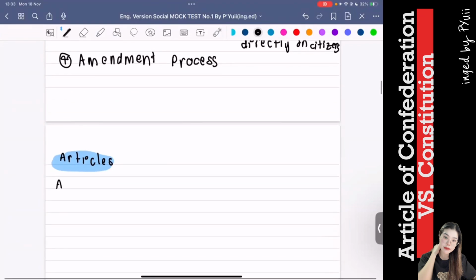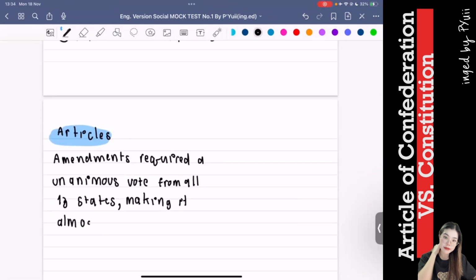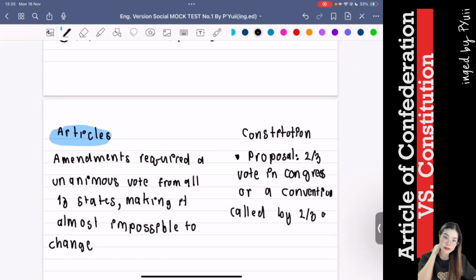We call it unanimous vote. At that time there were just 13 states, which means it was almost impossible to change. On the other hand, for the Constitution they made amendment simpler. The Constitution requires a proposal by 2/3 vote in Congress, เขาเอาเสียงเป็น majority, แค่ 2/3, or a convention vote by 2/3 of the states.